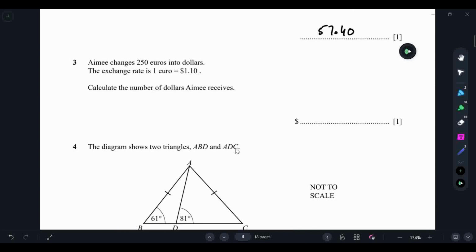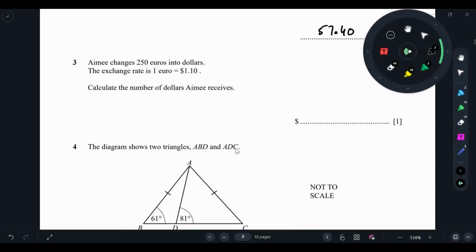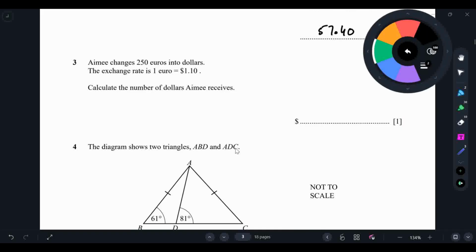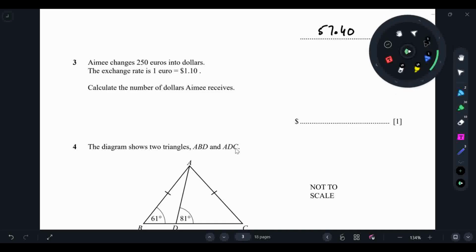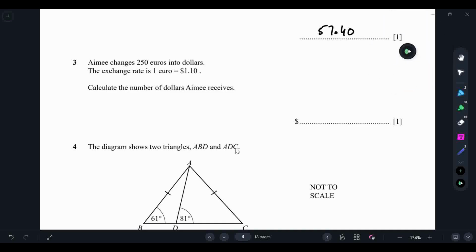Now in question number 3, what we need to understand is that ME changes 250 euros into dollars. The exchange rate is 1 euro is equal to $1.10. Calculate the number of dollars ME received. So we will use this statement. If 1 euro is equal to 1.10, it means for 250 euros we multiply 250 on both sides. So this will be equal to 1.10 multiplied by 250.